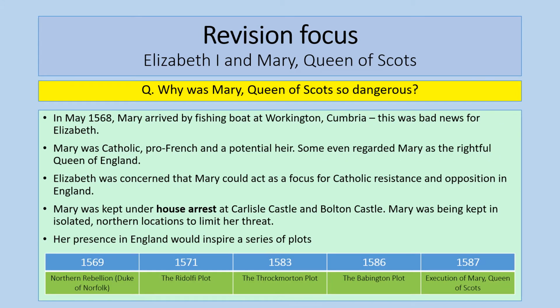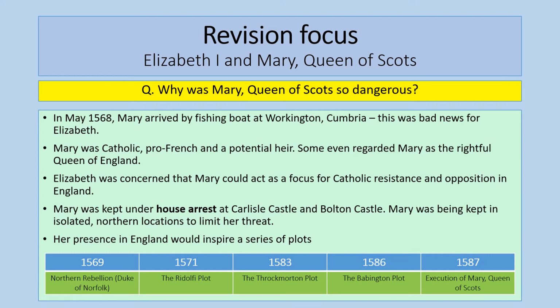So this is what happened with Mary Queen of Scots, and I think learning these key events is really crucial. So she arrives by fishing boat. She arrives back in May 1568. Catholic, pro-French, potential heir. Very big concerns about this being the focal point for Catholic resistance.